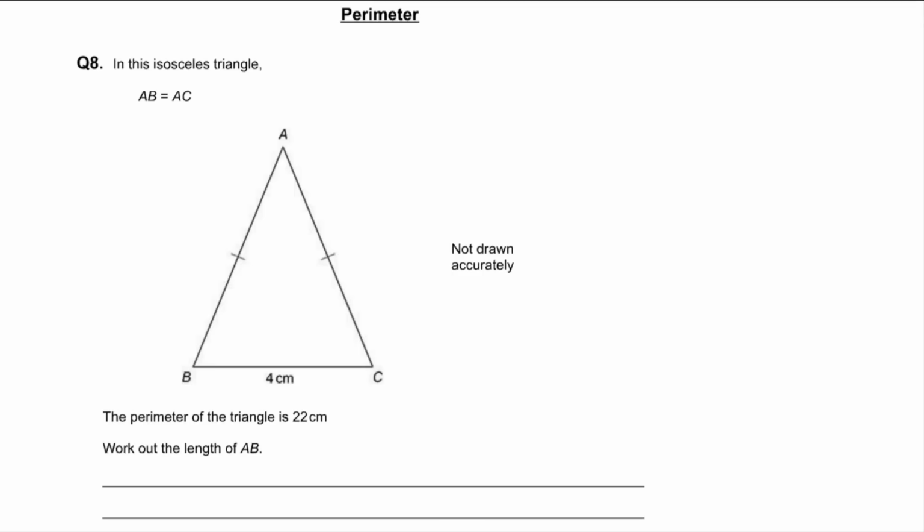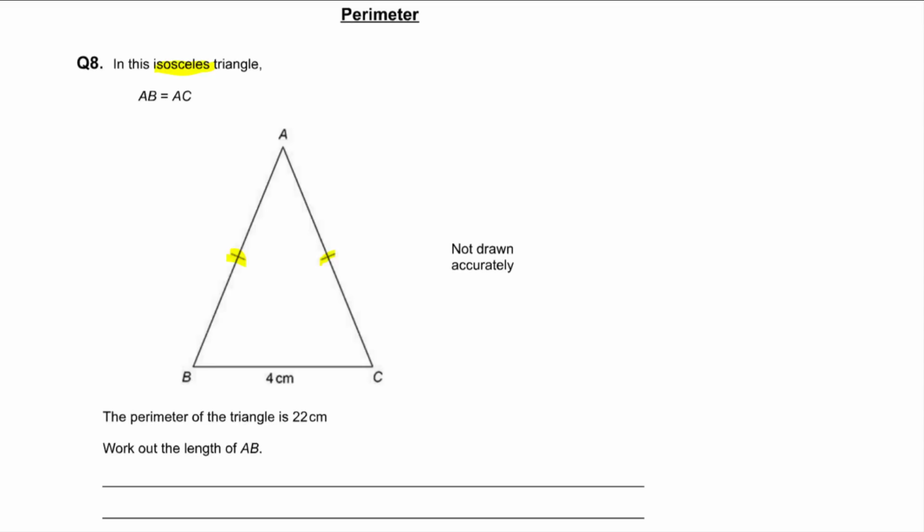Perimeter is the distance around the edge of a shape. So in this shape here, you'd be adding together that side, and that side. Okay, so we know the length at the bottom of the triangle, but we don't know the 2 other sides. Now this is an isosceles triangle, which means that these 2 sides are the same. Look. And I'm told that the perimeter of this triangle is 22 centimeters.